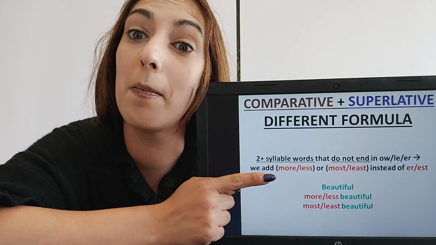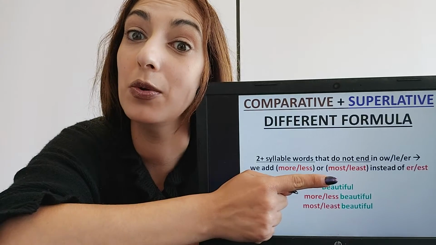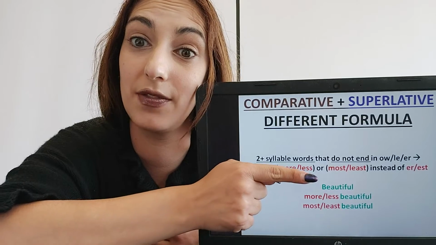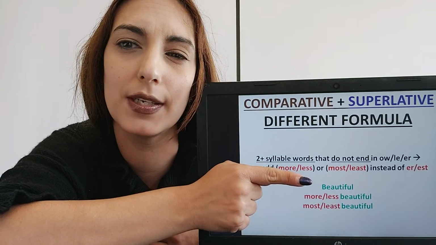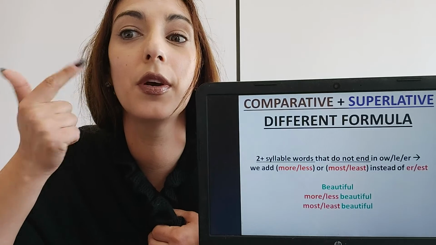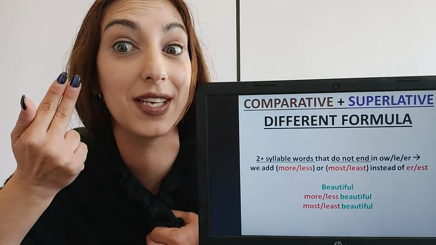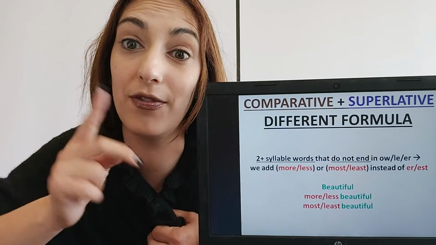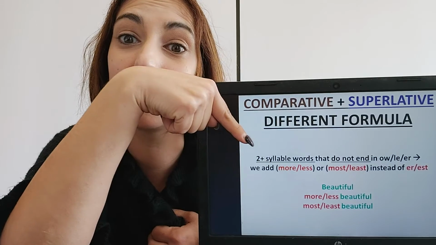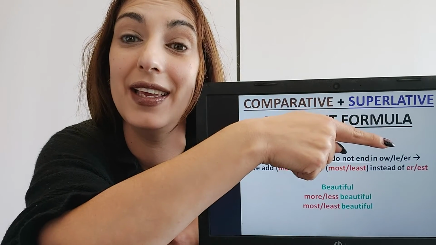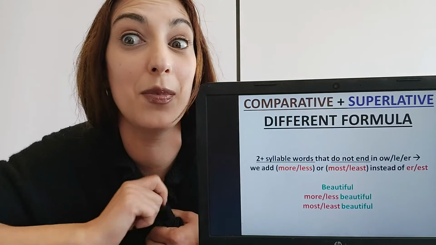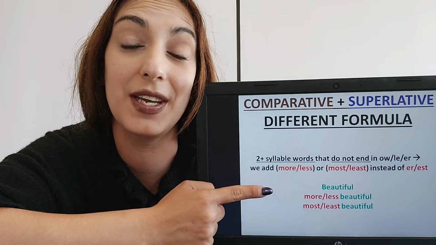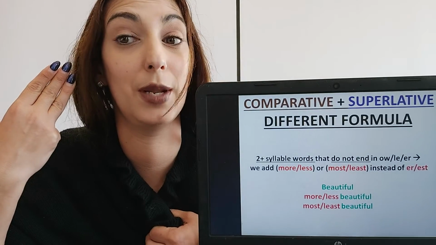It's the words more or less, most, and least. So these go before my adjectives. For example, look at this adjective here. Beautiful. How many syllables is it? Is it more than 2? Let's have a look. Beautiful. Yes, it's 3 syllables. So if you have more than 2 syllables, and it doesn't end in the way that I said before, which is, where is it? Here it is. O-W, L-E, E-R. Then we have to change the rule and use this one. So I can't add ER or EST because beautiful is 3 syllables.